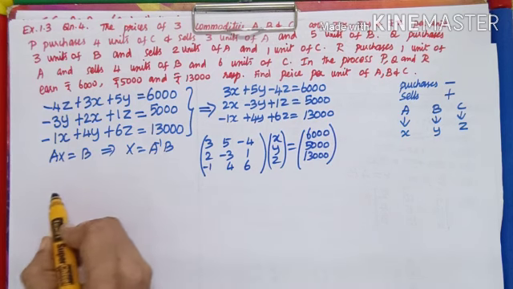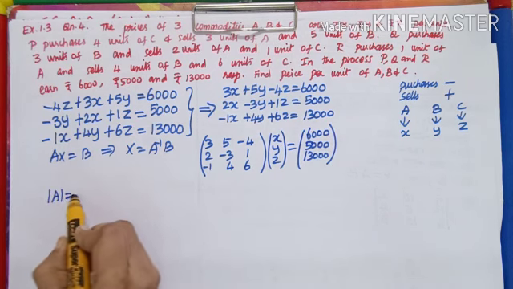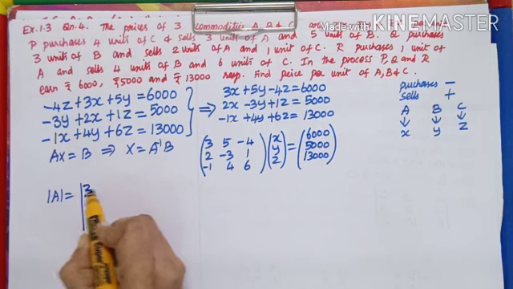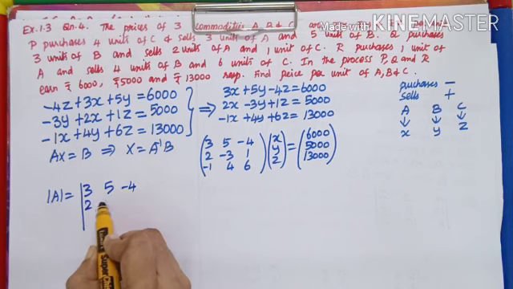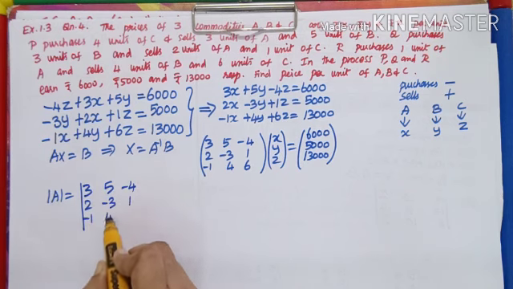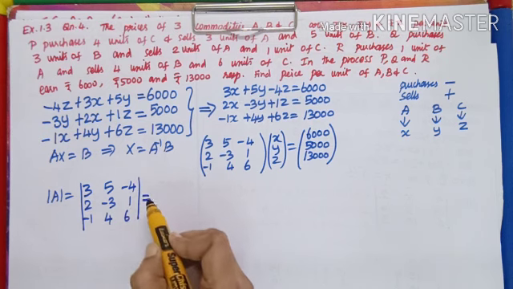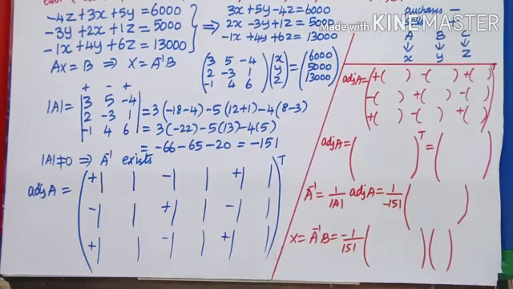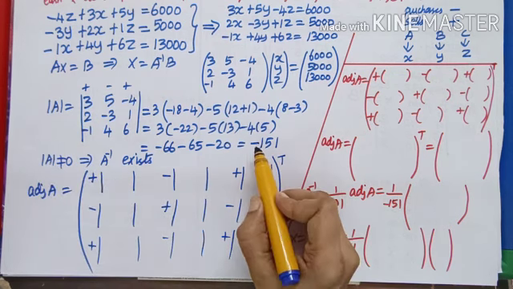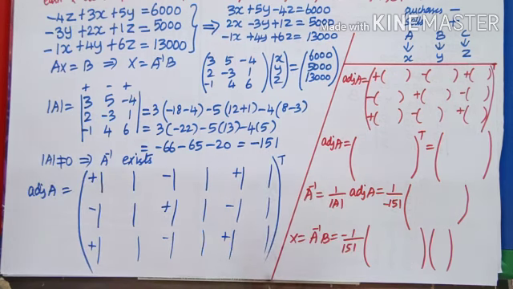We will go on to finding determinant A. Determinant A, we know how to expand now. Try it on your own. Check whether you get this answer. As you simplify, you get determinant A is minus 151. When determinant A is not equal to 0, A inverse exists.